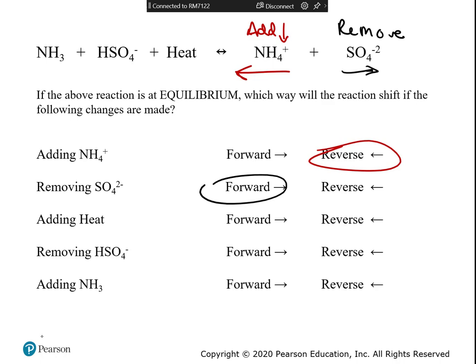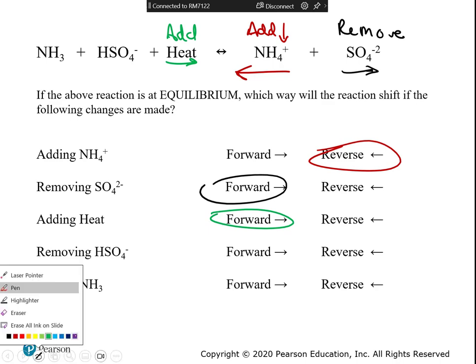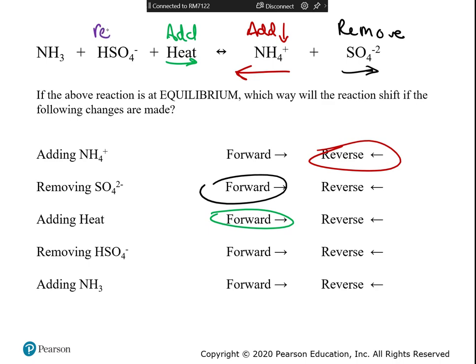Anytime you add something, the reaction is always going to shift away from whatever I add. So notice if I added NH4 plus, the reaction shifts away from where NH4 plus is. If I add heat, the reaction shifts away from the side that has heat. So that would cause the forward reaction to occur. Then, what if I remove HSO4 minus? You've got to find HSO4 minus. Whenever you remove something, the reaction shifts towards the side you removed it from. So that's going to cause it to come back this way, so reverse.